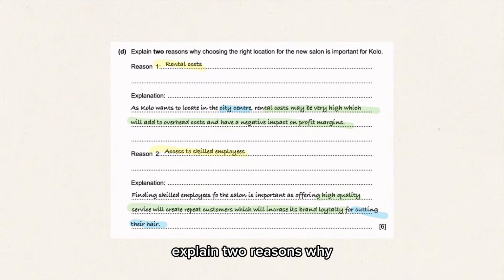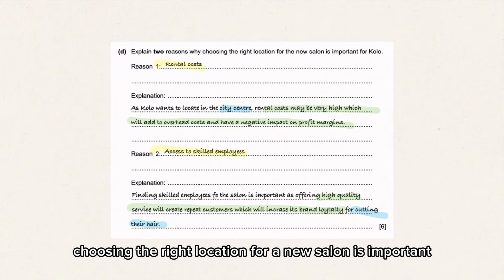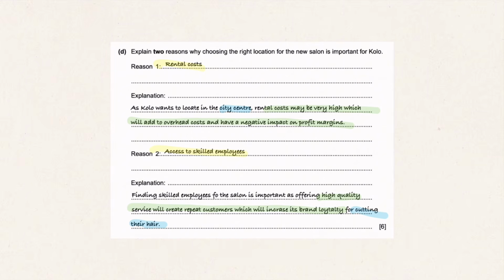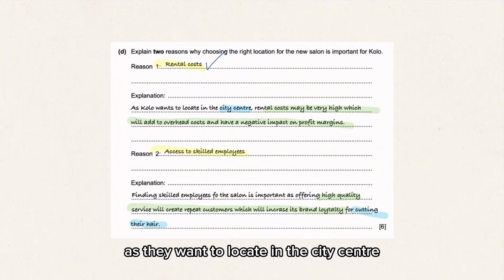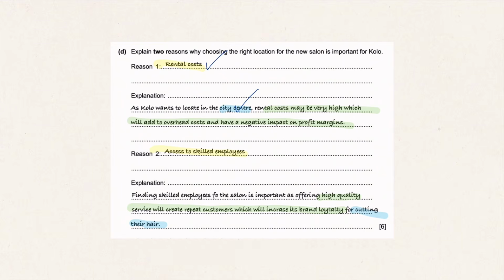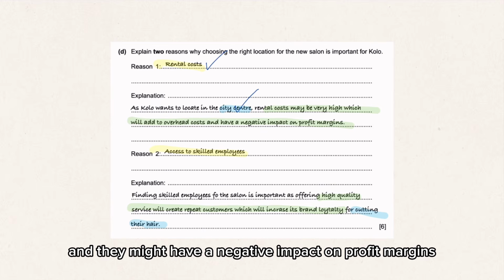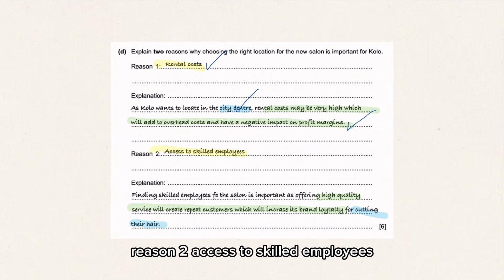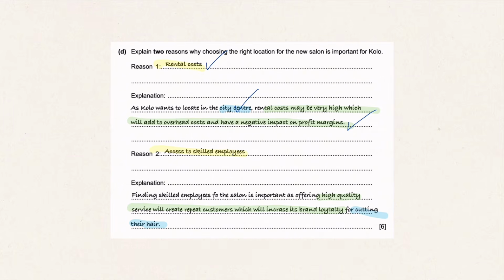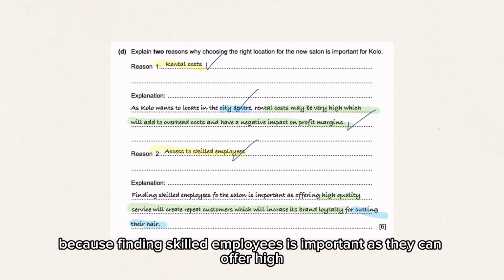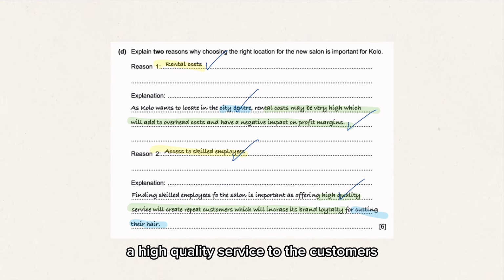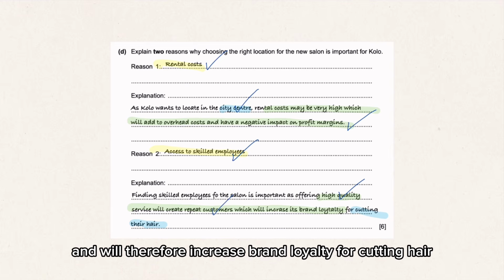Explain 2 reasons why choosing the right location for a new salon is important for Colo. Reason 1. Rental costs. As they want to locate in the city center, rental costs might be very high. This will add to overhead costs, and might have a negative impact on profit margins. Reason 2. Access to skilled employees. Finding skilled employees is important as they can offer a high-quality service to their customers, which will create repeat customers and will therefore increase brand loyalty for cutting hair.